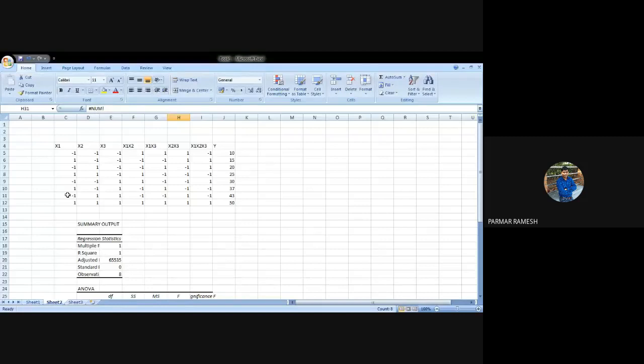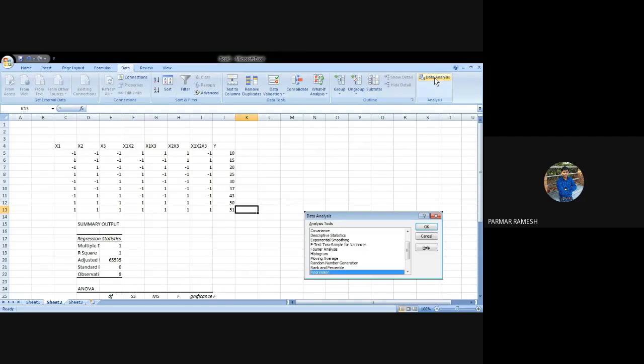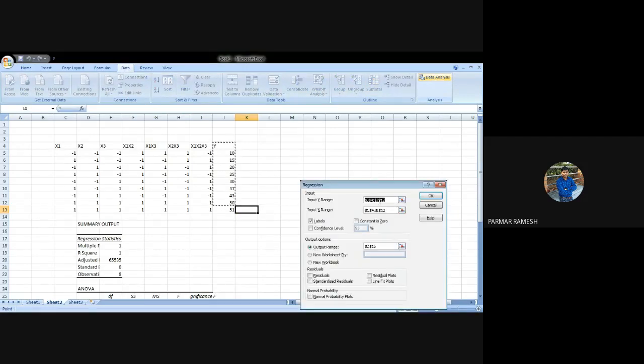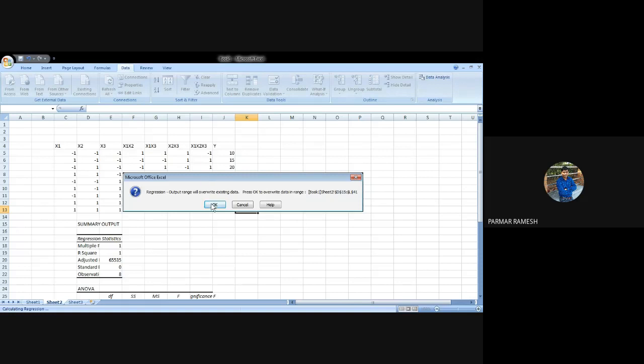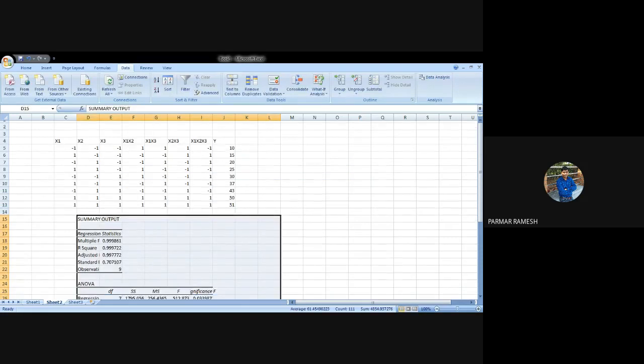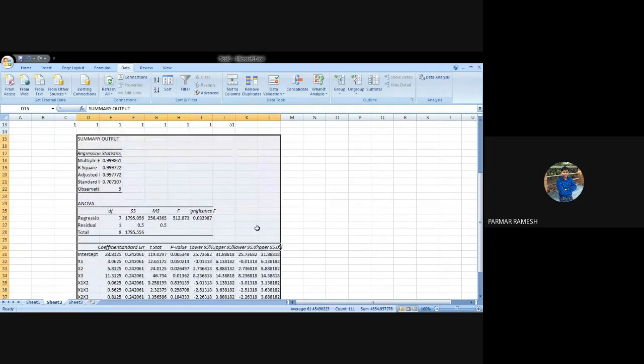So again, I'm repeating one experiment over here, replicating one more experiment over here, and now we will go for the regression analysis. Data analysis, regression, and increasing one value. Okay. So now I'm getting the confidence. Look at the output.